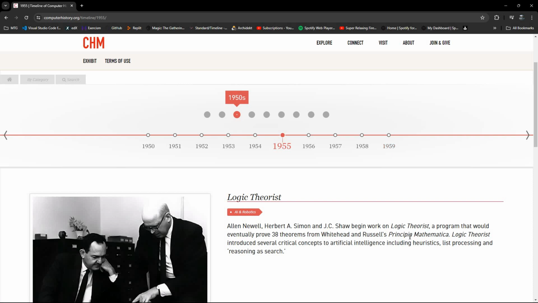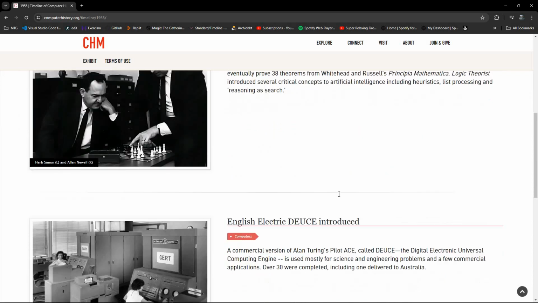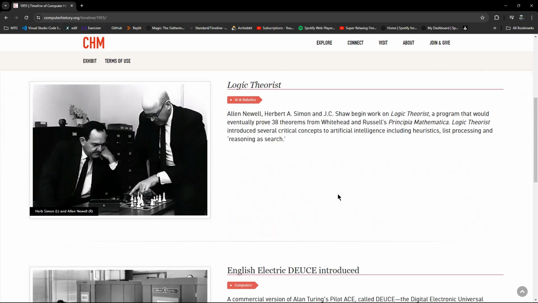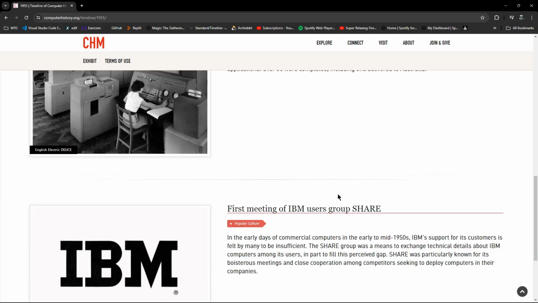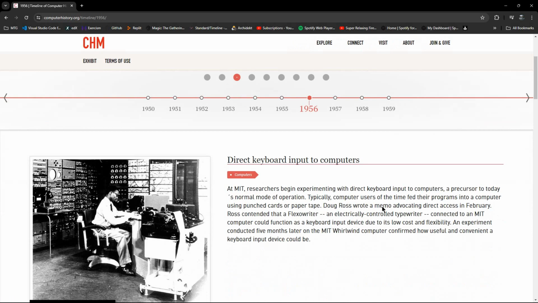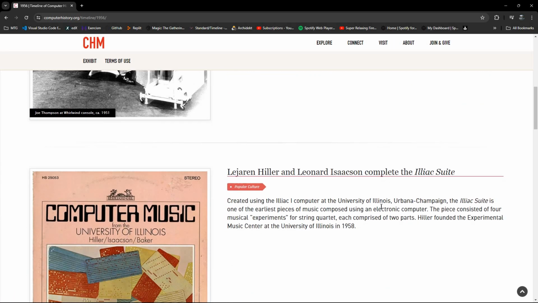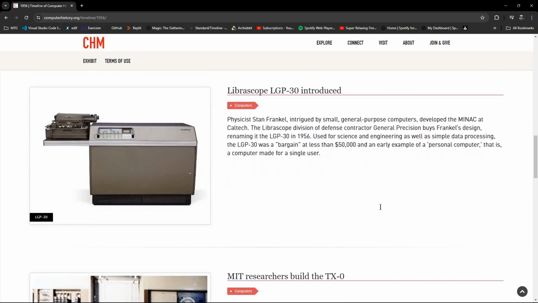Oh, there we go. If you're interested in logic theorists, that was possibly, and of course don't forget to scroll down here because there are multiple entries as we move through. Yeah, year on year, you probably get more entries per year. Direct keyboard entry. Yeah, look at all this amazing stuff.